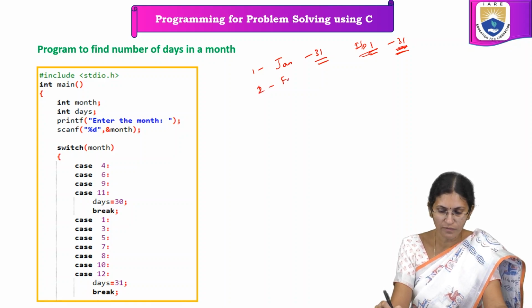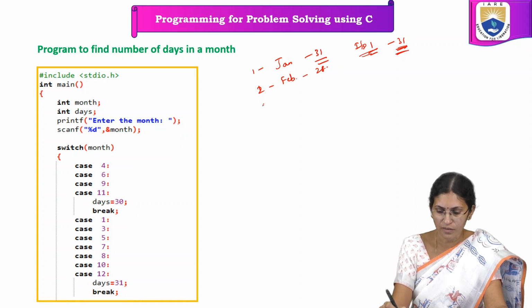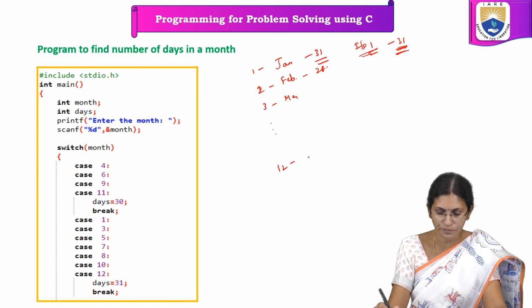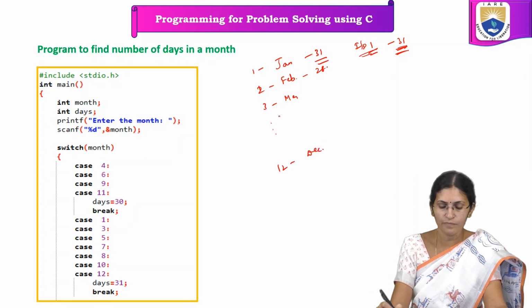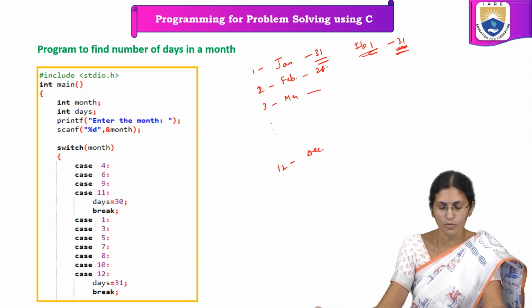So if the user is entering 2, then it corresponds to February month. February month generally has 28 days. So if it is a leap year, then 29 days. So 3 is for March, and so on up to 12. So we need to implement this logic. So we can use switch case statement here also.